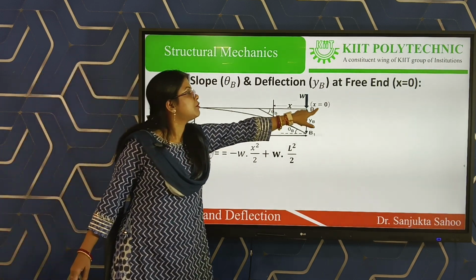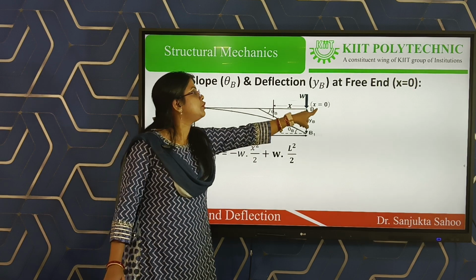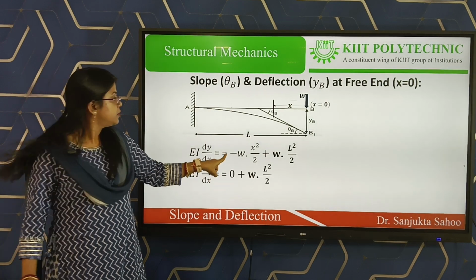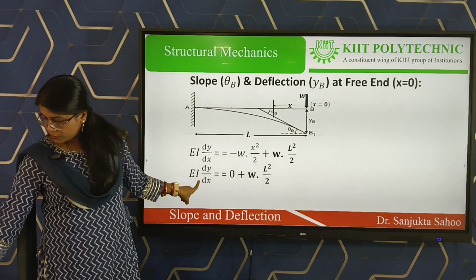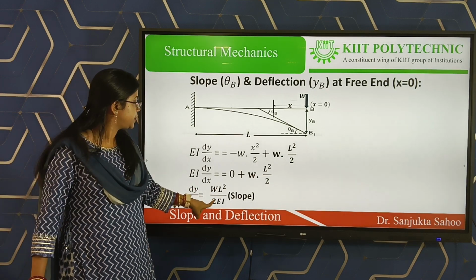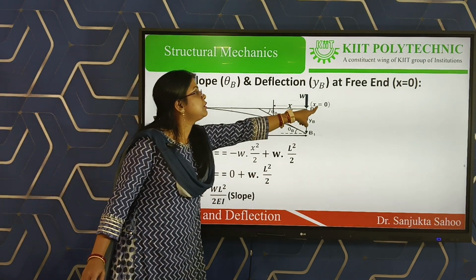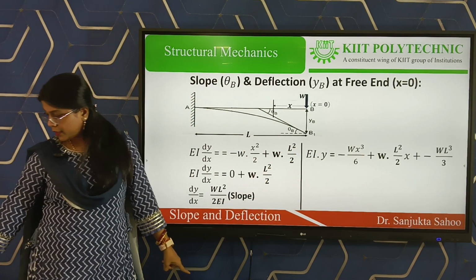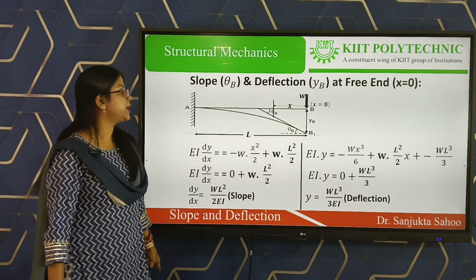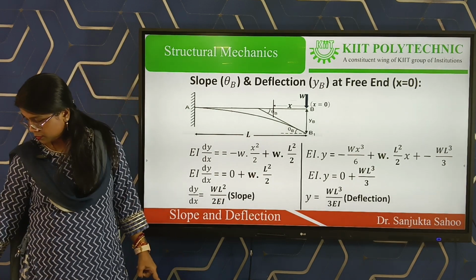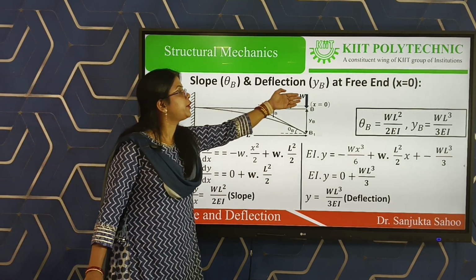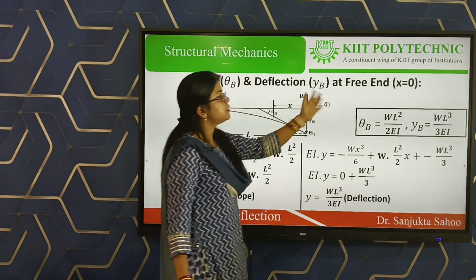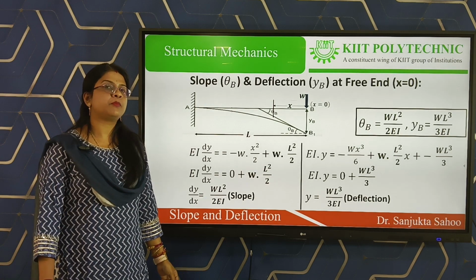Now, at the free end x equals 0, so we just need to put x equal to 0 in the slope equation to find the slope. So, we have put x equal to 0 here, and the slope will be equal to WL² by 2EI. Likewise, putting x equal to 0 in the deflection equation, we get y equal to WL³ by 3EI. So now we have, for the cantilever beam with a point load at the free end, the slope and deflection of the beam as WL² by 2EI and WL³ by 3EI.